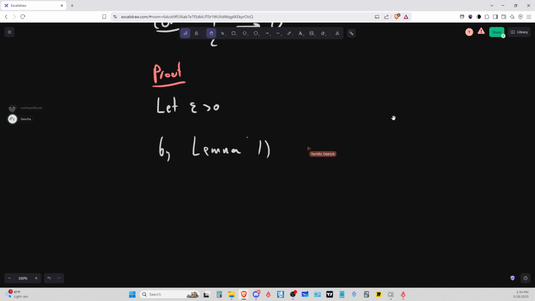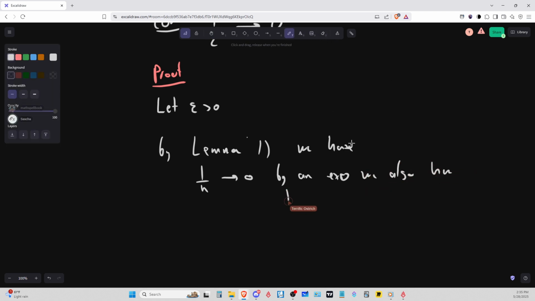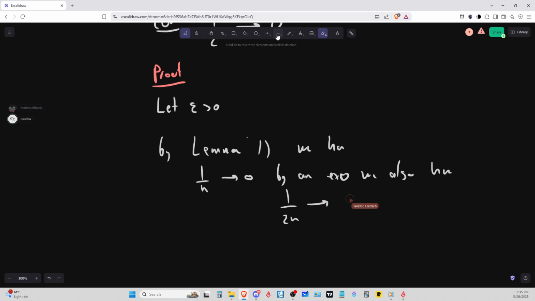By lemma 1, we have that 1 over n is converging to 0. But by exercise, we also know that 1 over 2n is converging to 0. Okay.